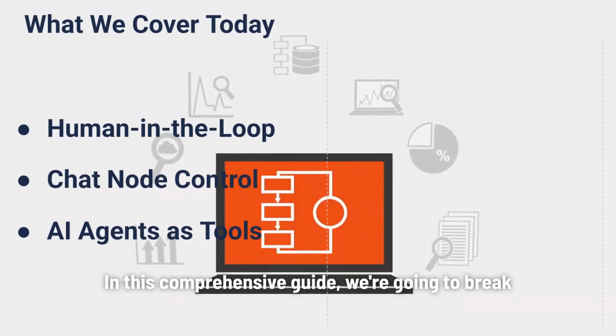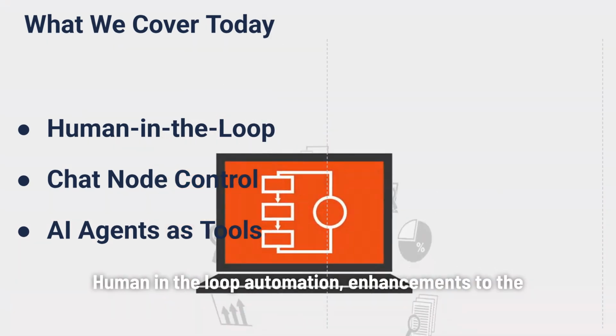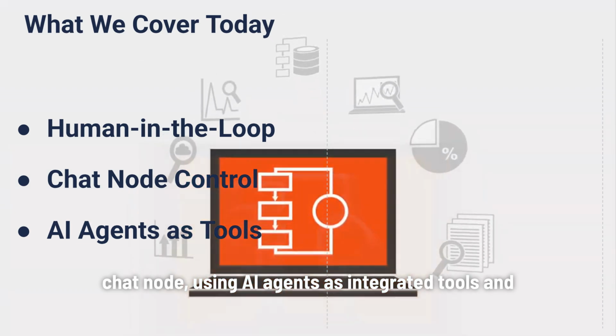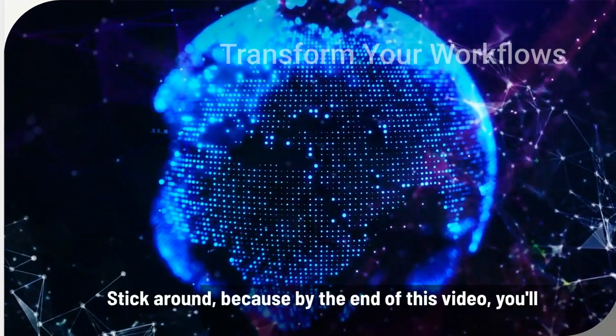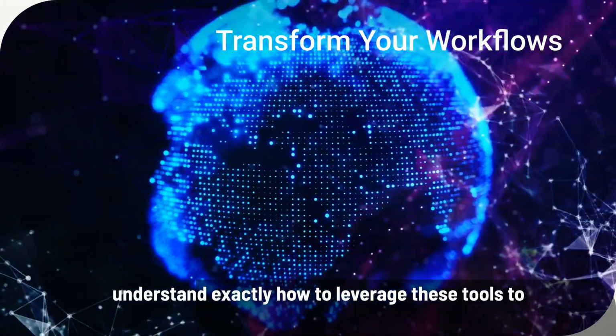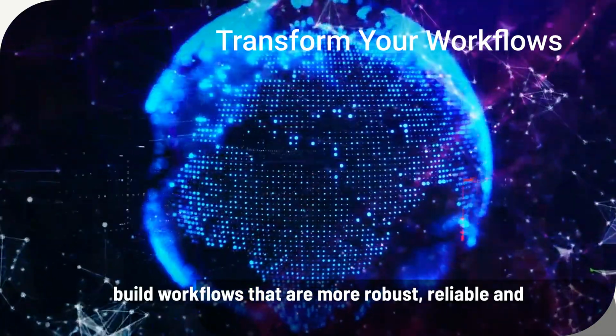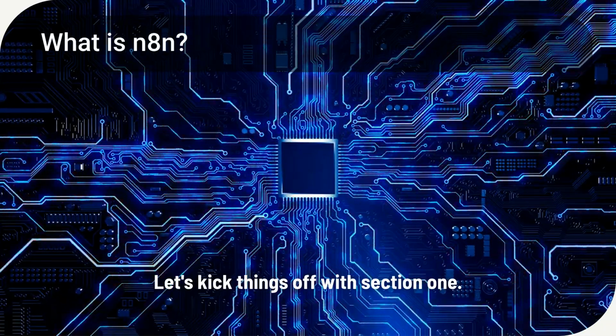In this comprehensive guide, we're going to break down 4 major updates: human-in-the-loop automation, enhancements to the chat node, using AI agents as integrated tools, and the new data table node features. Stick around, because by the end of this video, you'll understand exactly how to leverage these tools to build workflows that are more robust, reliable, and intelligent than ever before. Let's kick things off with Section 1.